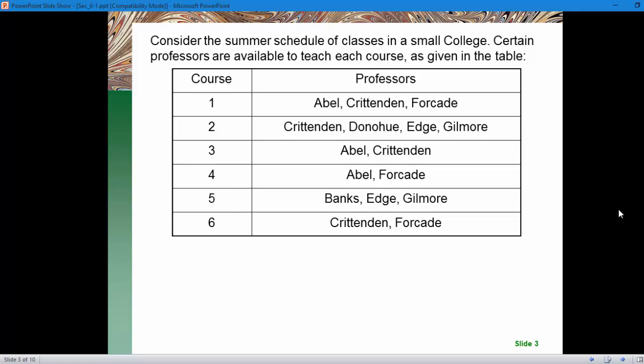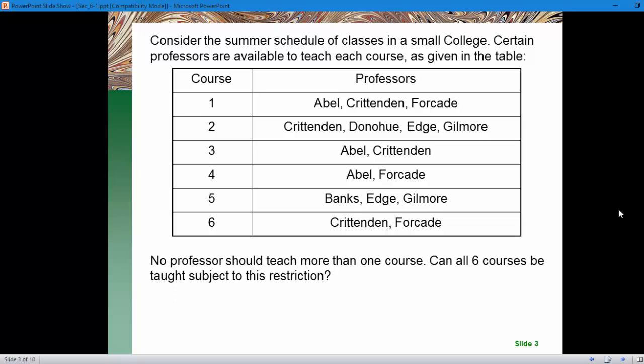Question: no professor should teach more than one course. Can all 6 courses be taught subject to this restriction? Also, if not, what is the maximum number of courses that can be taught?